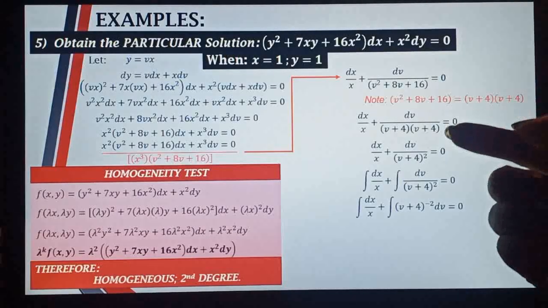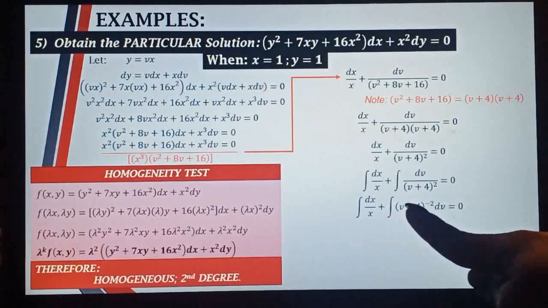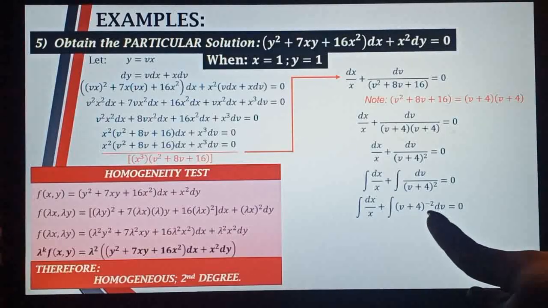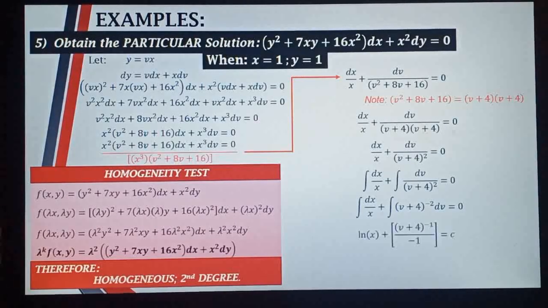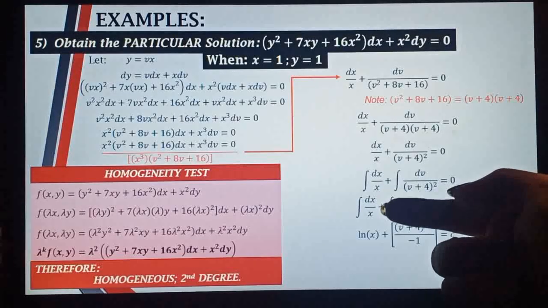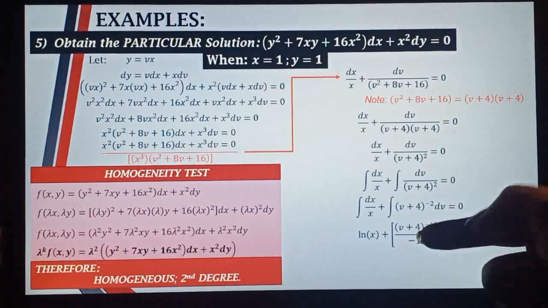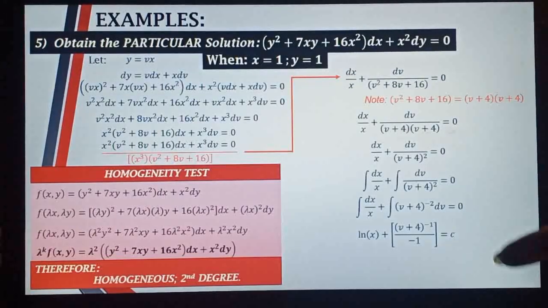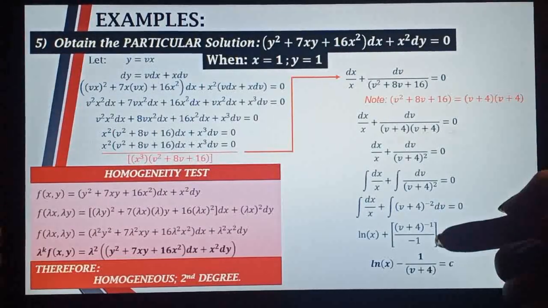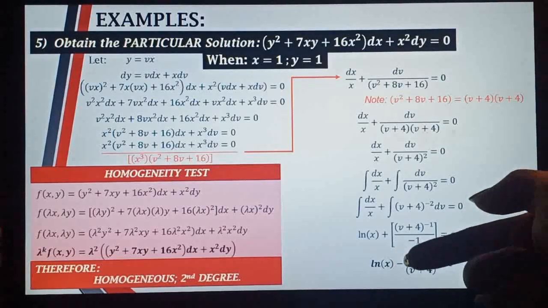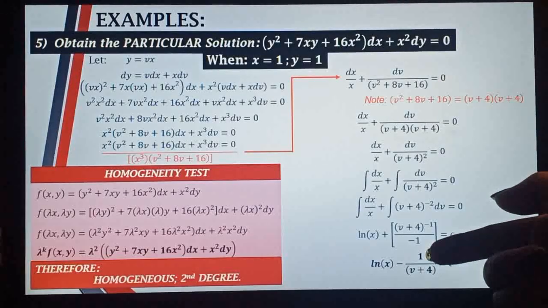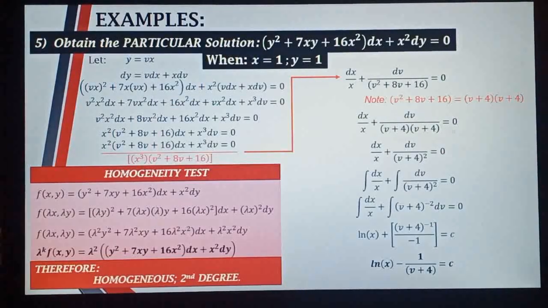Ngayon, para mas madaling i-integrate yung second term, pwede natin siyang itaas. So that will be v plus 4 raised to negative 2 dv. So you will now have the integral of dx over x is ln of x. Then the integral of the second term is power formula. So you will now have v plus 4 raised to negative 1 over negative 1 equals c. So you will now have ln of x minus, since this is negative 1, ibababa natin. So you will have 1 over v plus 4 equals c.